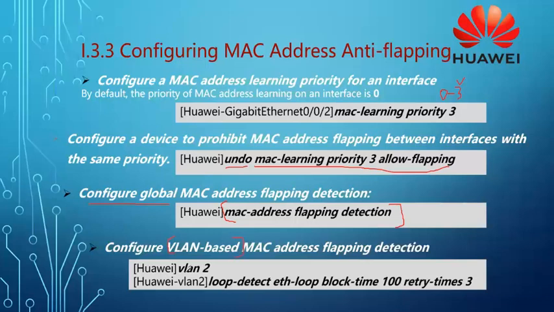How? By entering this command. We can select, in the command line, VLAN 2, for example, and we will type this command, loop detect eth-loop block-time, for example 100 seconds, and retry time of 3. And like this, we can mitigate the flapping MAC address in my tables.